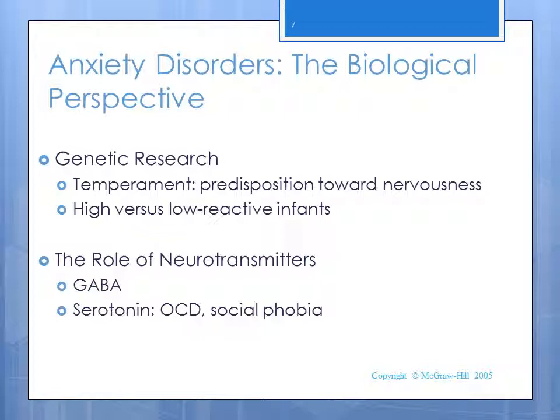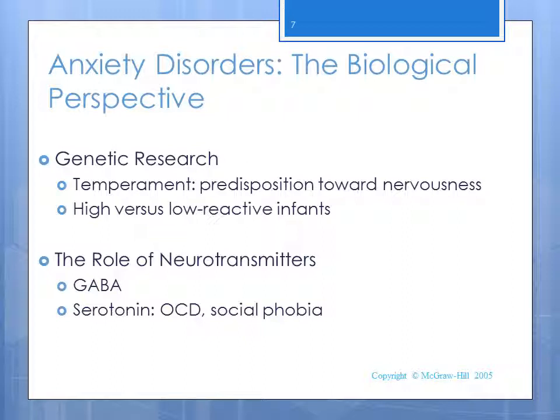A biological perspective looks at the influence of genetics, particularly looking at this concept of temperament, where we see that some individuals are born with a predisposition to be very nervous, to freak out basically when they are exposed to new stimuli. So some babies show what's called a high reaction. They're highly reactive. This means that they become upset when they are exposed to new stimuli in the environment. Some babies are low reactive. They're more easygoing. They don't freak out as much when they are exposed to new situations.